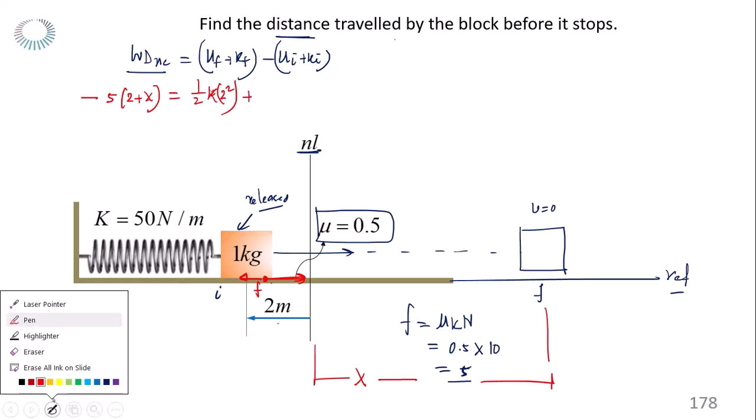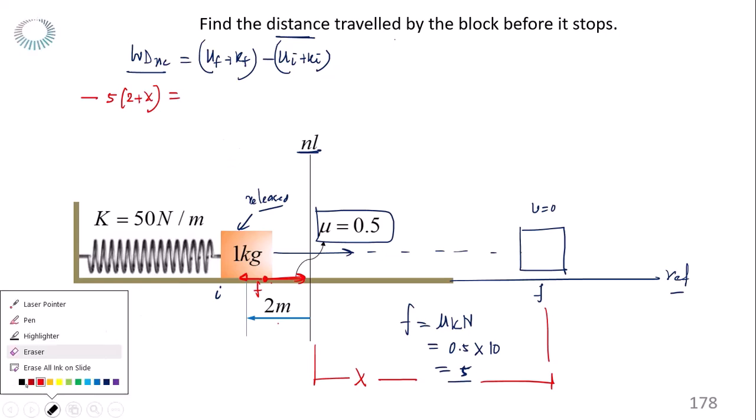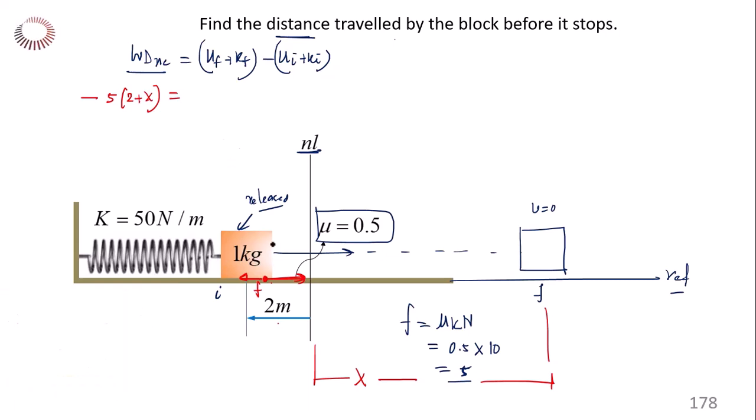Let us say I have to write the final part. So finally, what is the potential energy of the spring? Once the block is released, the spring comes to its natural length. So the final potential energy is 0, and the final kinetic energy is also 0. What is the initial potential energy? The initial potential energy is equal to half K into 2 square.